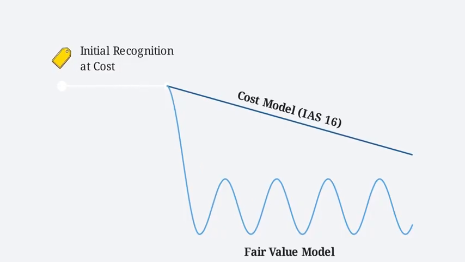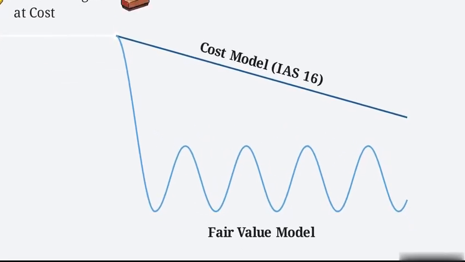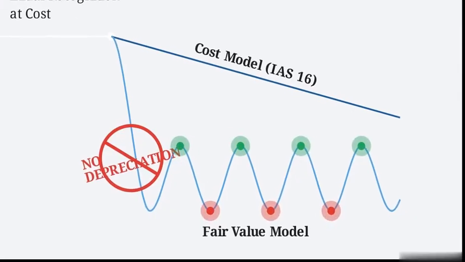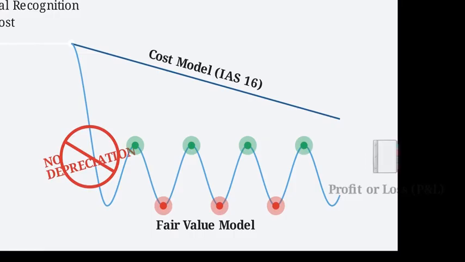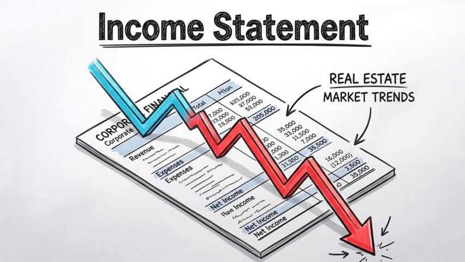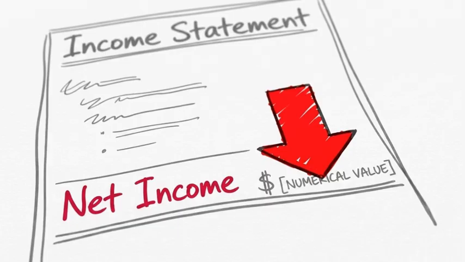Here is the critical mechanism of the fair value model. When that property's market value goes up or down, you do not record depreciation. Instead, every gain or loss from a change in fair value is recognized directly in profit or loss for that period. Selecting the fair value model directly ties your company's reported net income to the real estate market. A dip in property values means a direct hit to your bottom line for the year. Moving a property between categories requires a documented change in use.